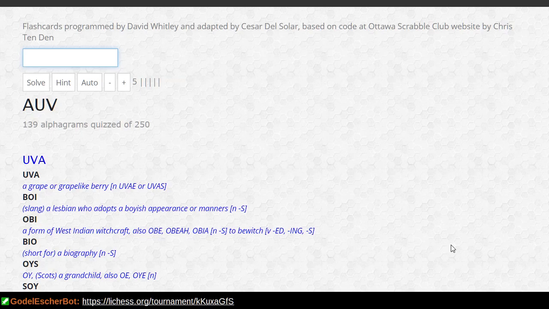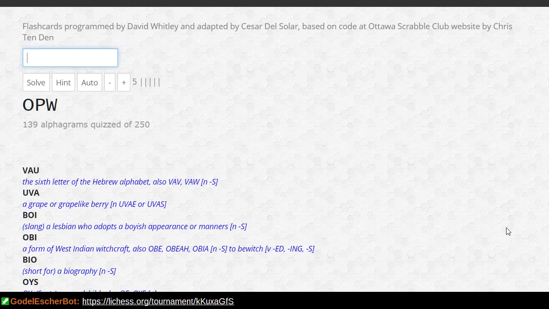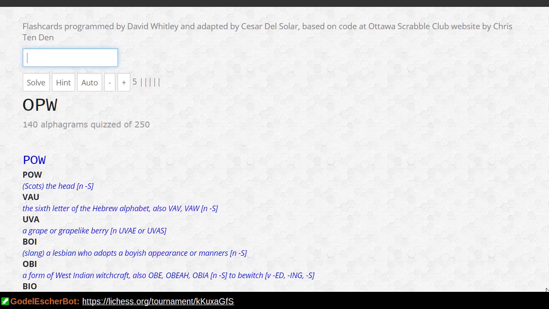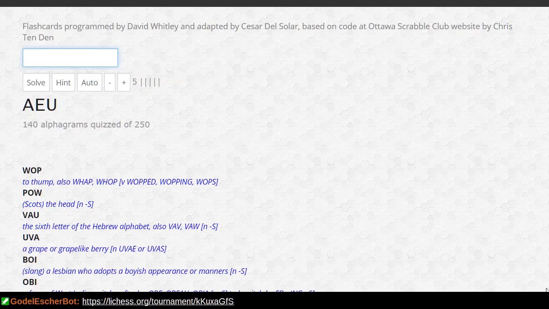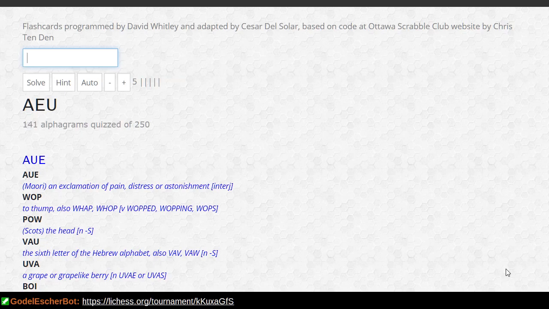Vowel, the sixth letter of Hebrew. Pow, the head. Wop, to thump, to whap, to wop. Oh, I've seen these letters played in some combination. How do you play them? No idea. All right. AUE. An exclamation of pain. Well, there's more than one way to play these, too.